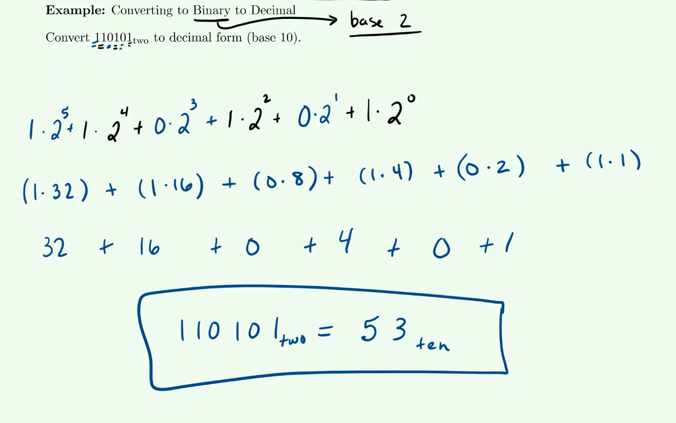So just a few definitions to know. If you're ever asked to convert to binary, that's base 2. If you're ever asked to convert to decimal form, that's base 10.